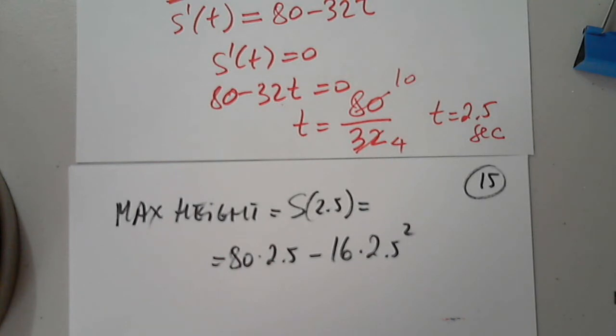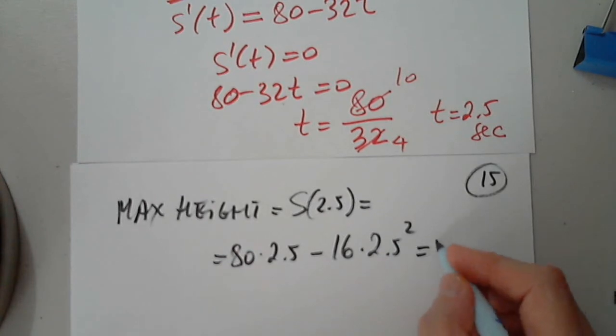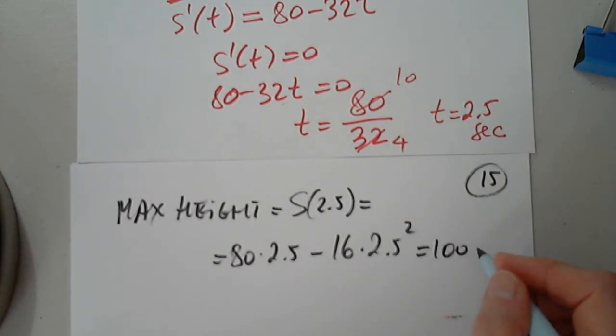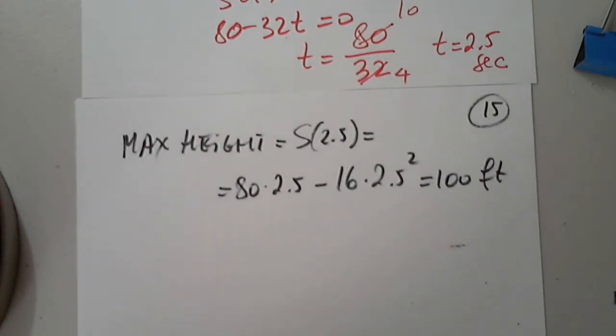So I get, if you have the number, don't torture me, please give it to me, 80 times 2.5, and then minus 16 times 2.5 squared, and I got the height 100. And 100 must be in feet. I'm looking, yes, feet per second. So the velocity is given in feet per second, then this is feet. Okay, so that solves the first question.